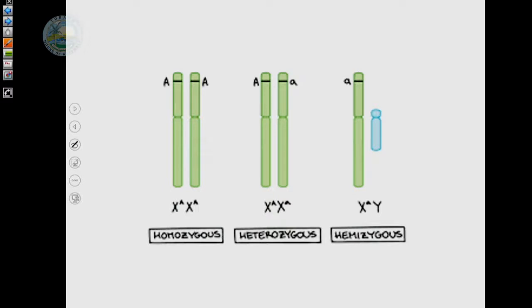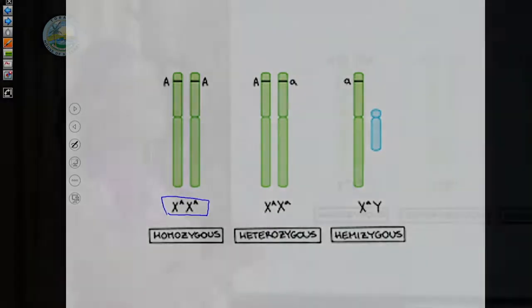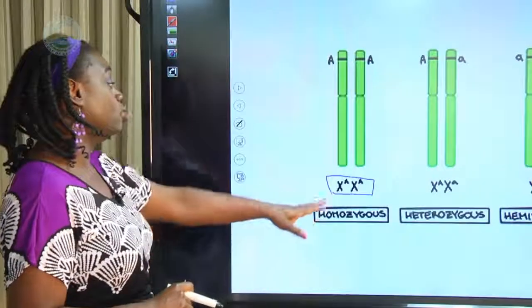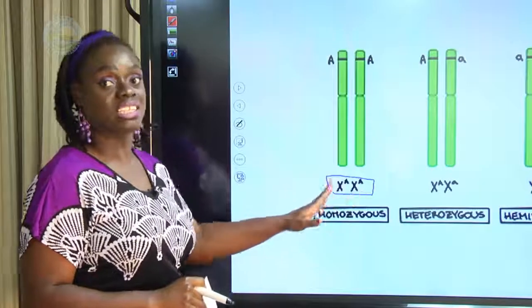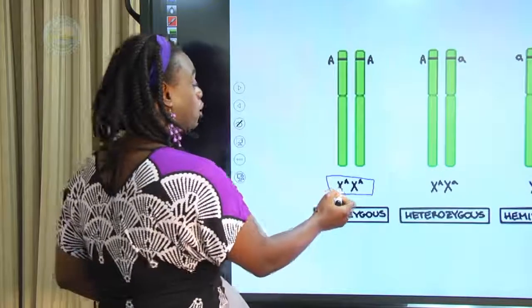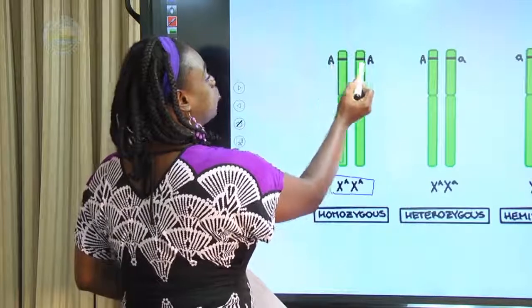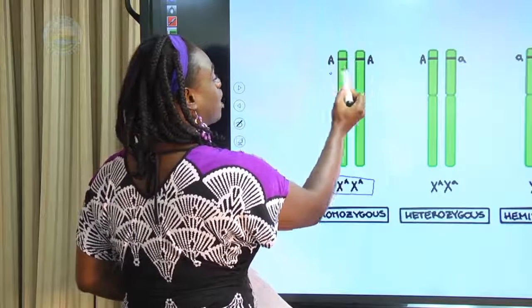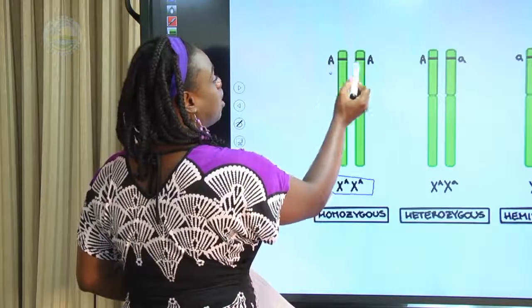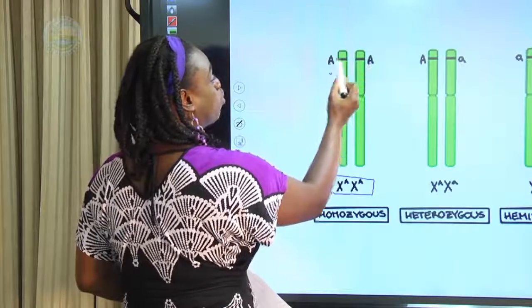So let's explain how that happens. In the homozygous case, because it's a sex-linked disease, we have to use the sex chromosomes, X and Y. So here is a woman. She is X and X, and she has both X chromosomes, and of course she can have whatever is the trait on both chromosomes.